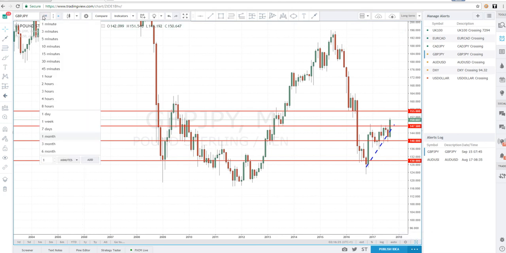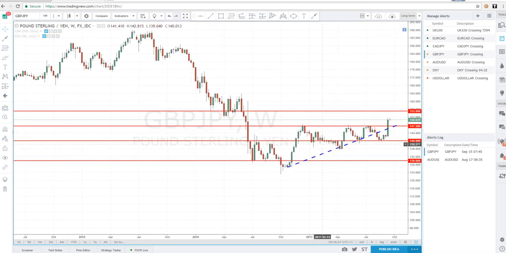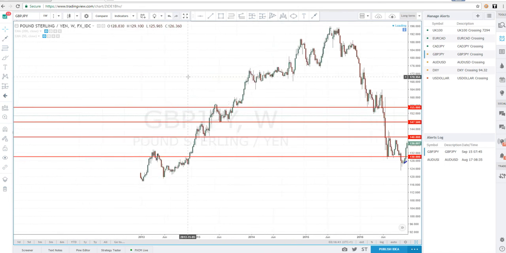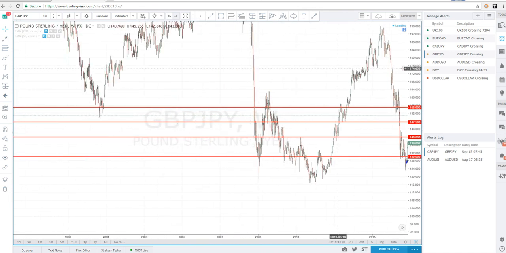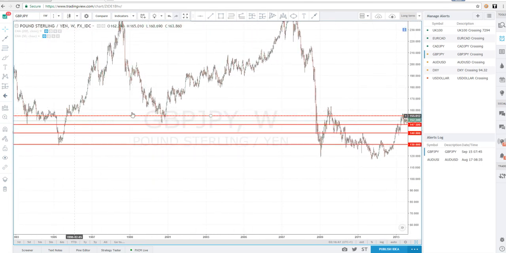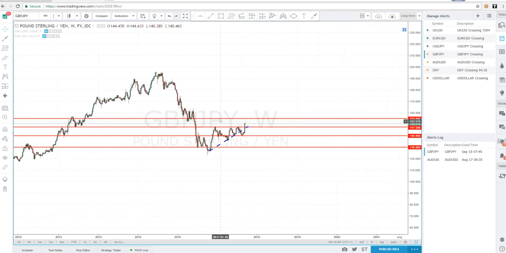If I pop down to the weekly again, you can see it slightly more. You've got this area here, and you see a double touch there. So 155 is definitely what I'd say is a key area. And you've got some more touches in the past as well there and there. So that's what I'm looking for on this pair at the moment.